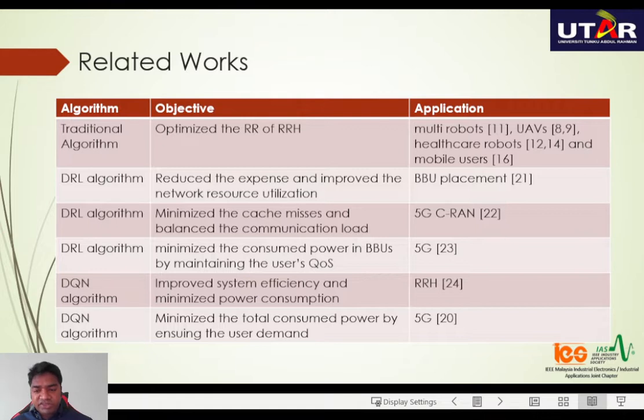The related work I am going to discuss: in references 11, 8, 9, 12, 14, and 16, traditional algorithms are applied to optimize the radio resource of RRH. In 21, the author applied the DRL algorithm to reduce the expense and improve the network resource utilization. In 22, the author applied a DRL algorithm to minimize the cache message and balance the communication load in 5G CRAN. In 23, the author applied a DRL algorithm to minimize the consumed power in BBUs while maintaining the user QoS.